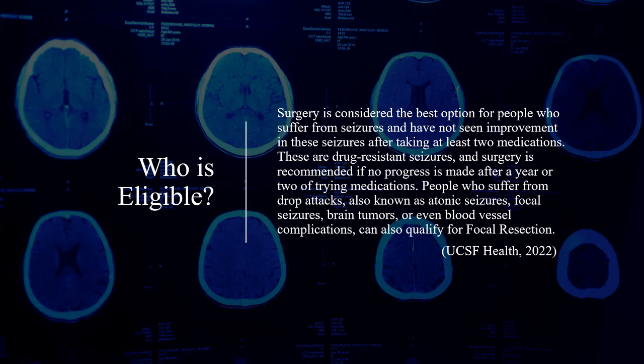Surgery is considered the best option for people who suffer from seizures and have not seen improvement in these seizures after taking at least 2 medications. These are drug-resistant seizures, and surgery is recommended if no progress is made after a year or 2 of trying medications. People who suffer from drop attacks, also known as atonic seizures, focal seizures, brain tumors, or even blood vessel complications can also qualify for focal resection.